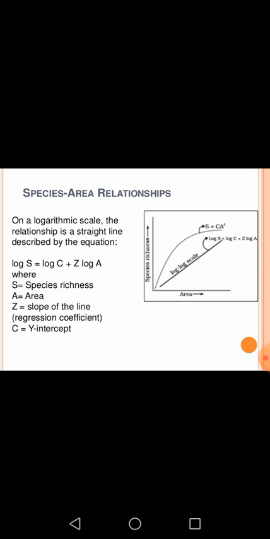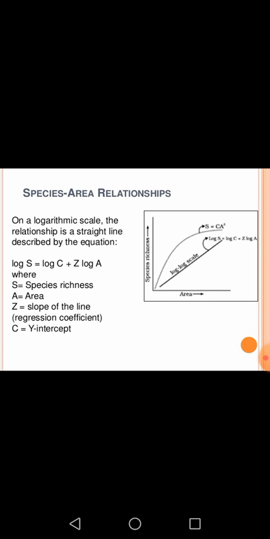Here in the picture you can see the graph between species richness and area. On the x-axis you can see area, and on the y-axis species richness, and it is a rectangular hyperbola type of graph. When we plot this graph on a log scale, we find one equation: log S equals log C plus Z log A. Here S means the species richness of that area, A equals the area, Z means the slope of the line, which we call the regression coefficient, and C equals the y-intercept.